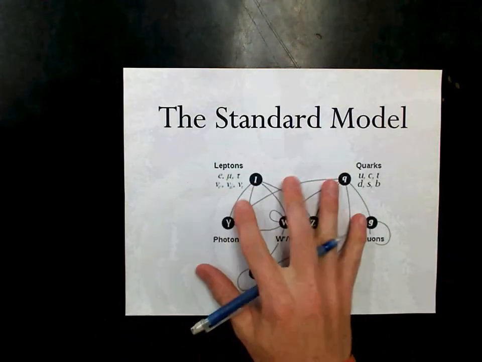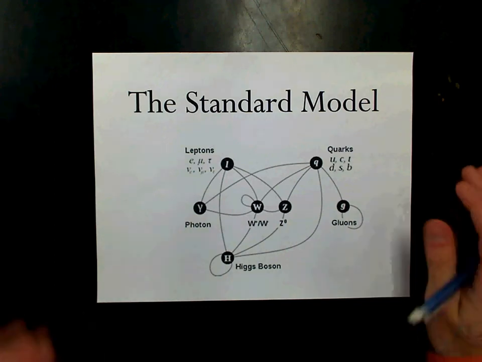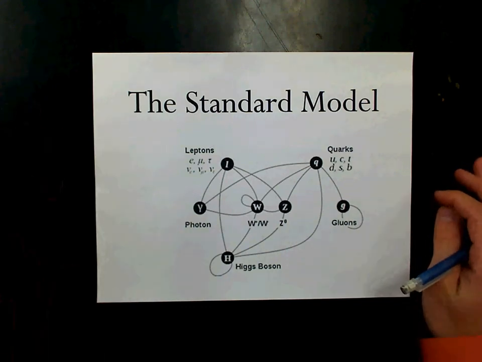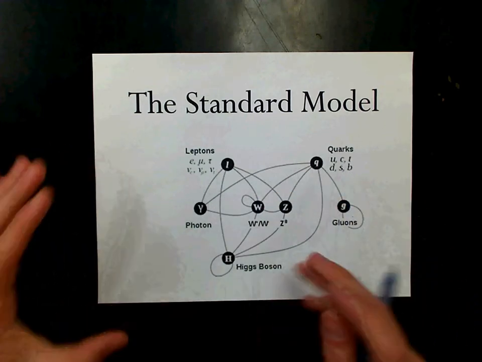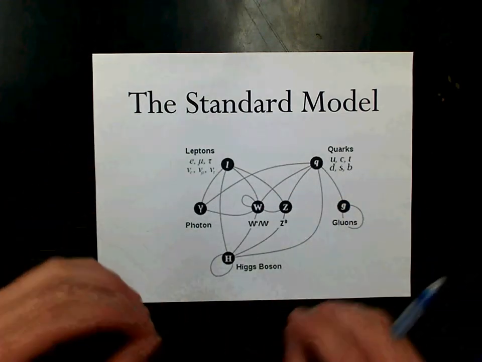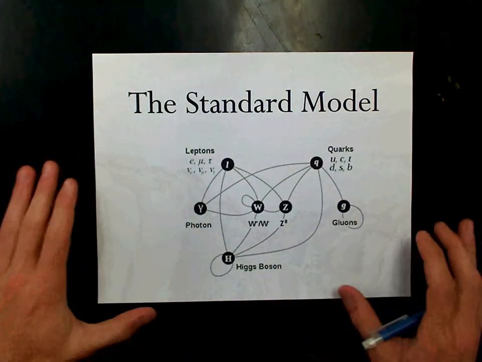All right, let's do it. Standard model. The standard model is the most up-to-date model we have today of the universe around us. It's the combination of a bunch of different particles and how they interact together and how they form forces and how those forces interact together.